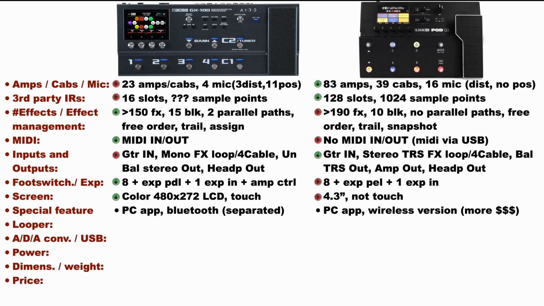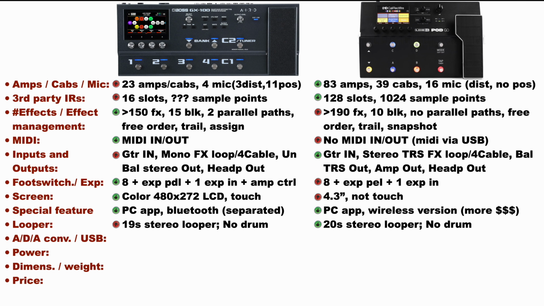On the other hand, you can purchase a wireless version of the Pod Go, obviously spending more money. Therefore, I would say that they are on par and that it really depends on your needs and your use cases. They basically offer the same looper length and neither of the two offer a drum machine.